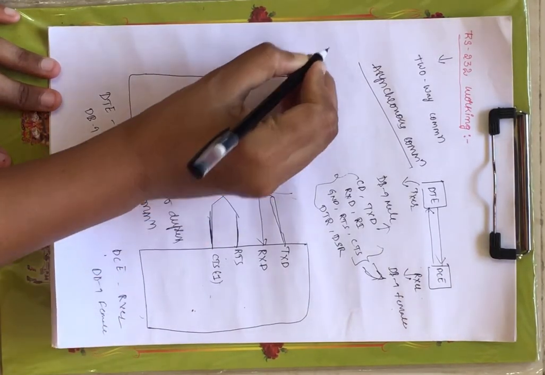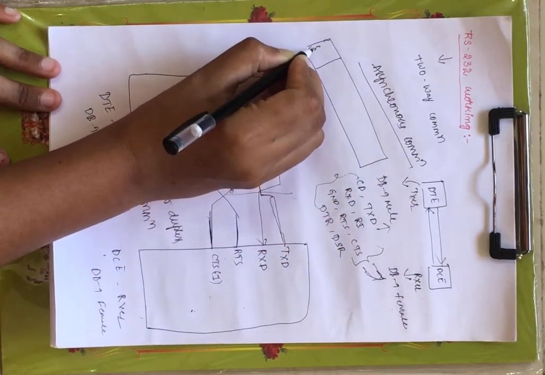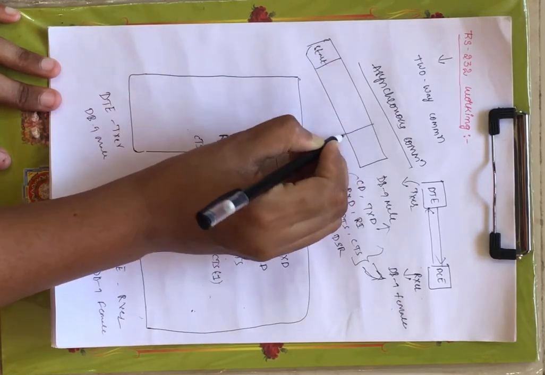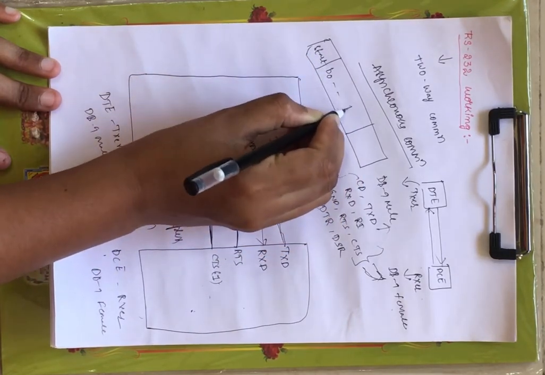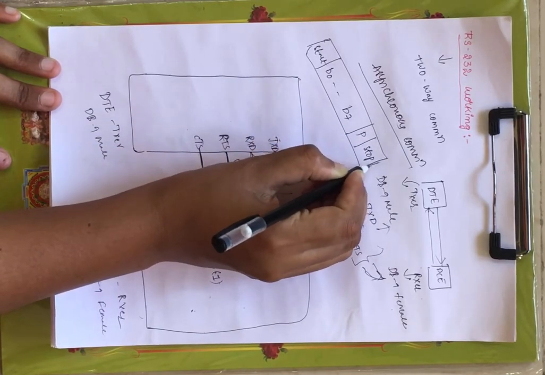Now let me consider an example, right? Here you will have a start bit, and 8-bit data starting from B0 to B7. Next you will have a parity bit and next you will have a stop bit, right?